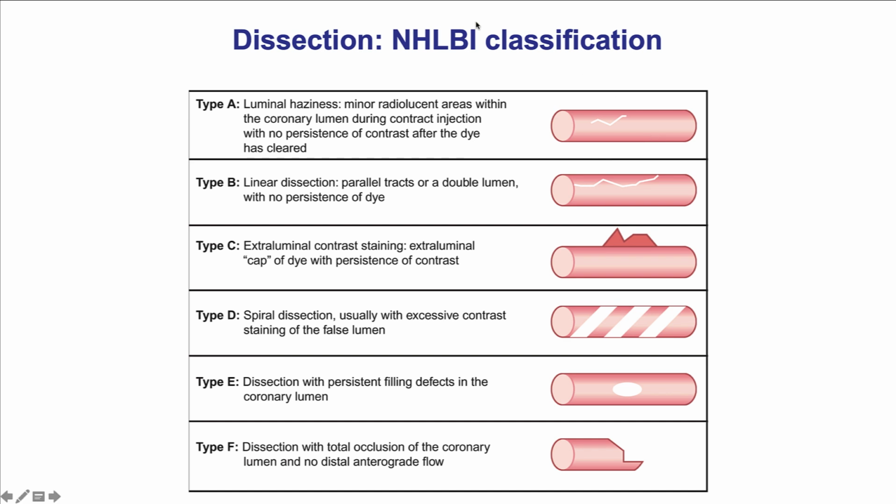There is a classification for dissections. It's the NHLBI classification that breaks dissections down to 6 types, starting from type A, which is a minor luminal haziness, type B, which is a linear dissection, C is extraluminal contrast staining, D is a spiral dissection with extensive contrast staining of the false lumen. E is a dissection with a persistent filling defect, and then F is dissection causing complete cessation of antegrade flow.